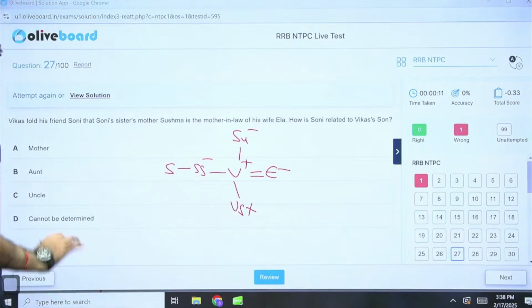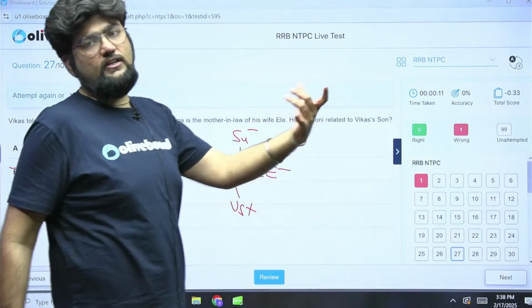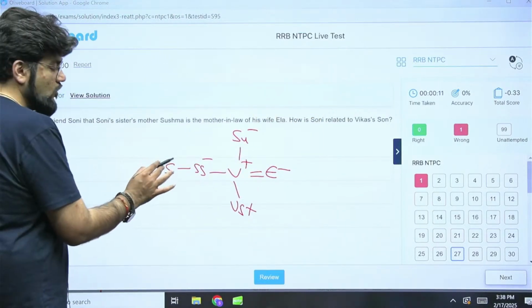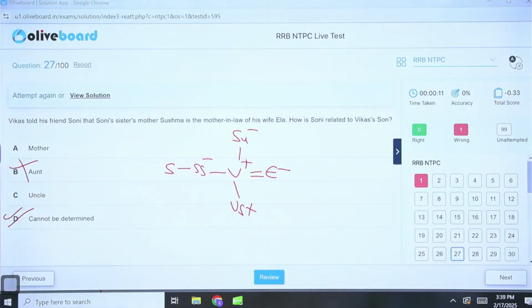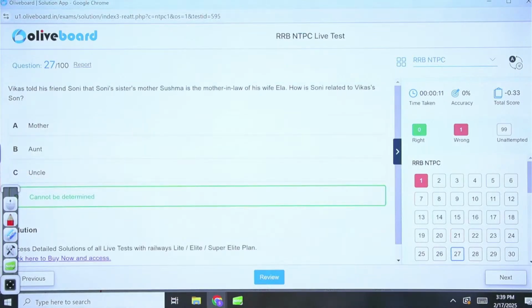Now a lot of people end up marking aunt here because you read the name Soni and you assume the gender, you associate the female gender with it. That is not necessary. We are not sure of the gender of this person. So the correct answer will be cannot be determined. It's a very common trap in blood relations, guys. You have to be very careful about this. Okay, next.